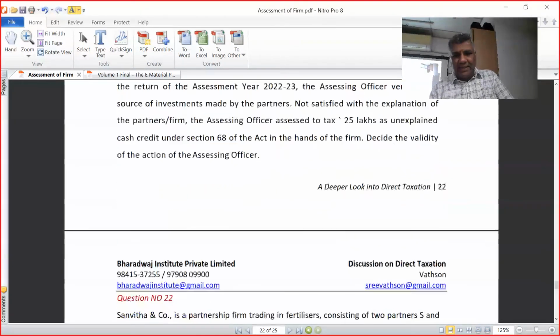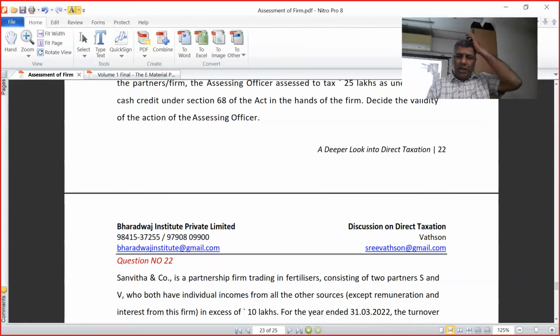Please write it as question number 22. Write it same like 19. Repetition only. In exam, it got repeated, so I have asked it.